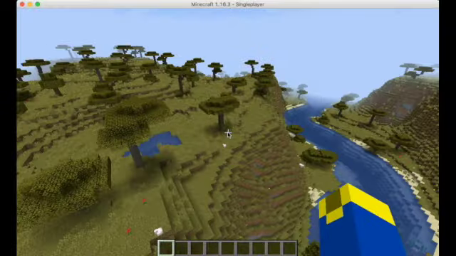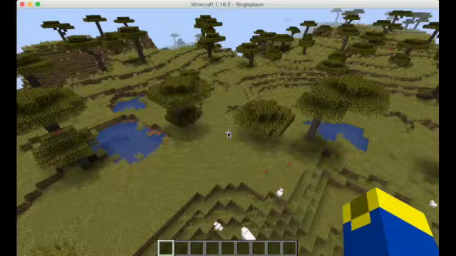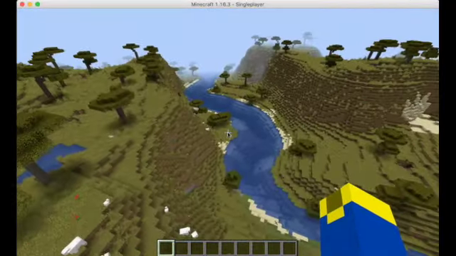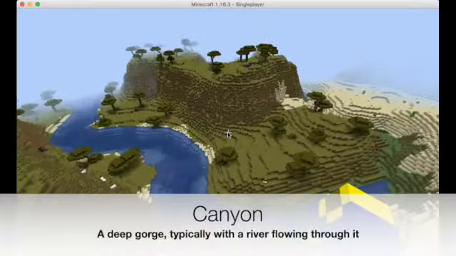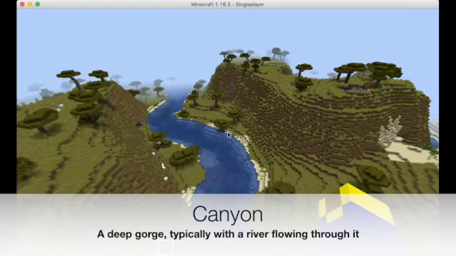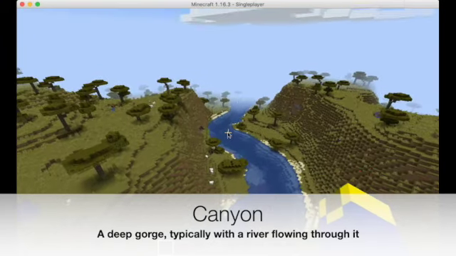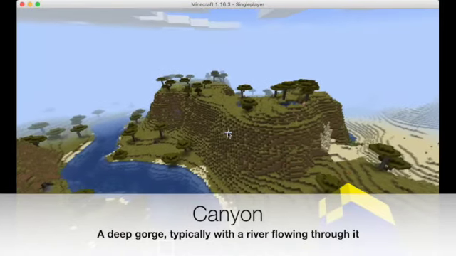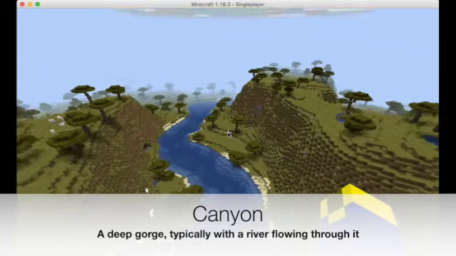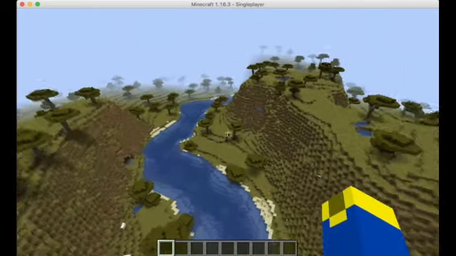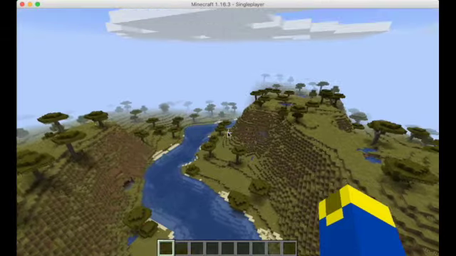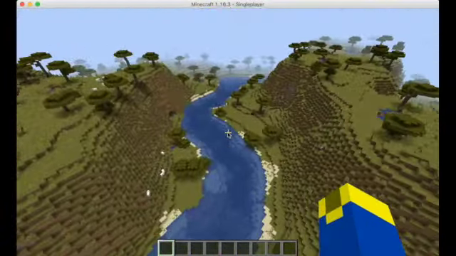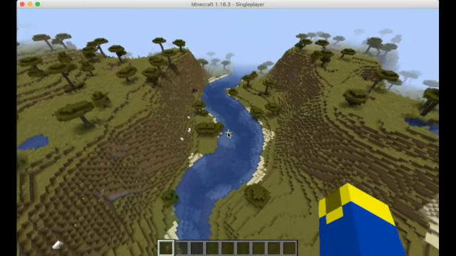So I had to create a new world because I got lost in the middle of the ocean and my computer wasn't fast enough. But I have finally found a canyon, kind of. So a canyon is a deep gorge, typically with a river flowing through it. So right here you can see the river. However, a canyon does usually have steeper sides. As you can see, these aren't as steep. We have this location in the middle that's not directly going up and steep, but it is the closest example that I could find of a canyon in Minecraft as of right now.